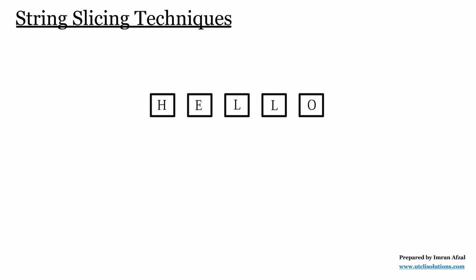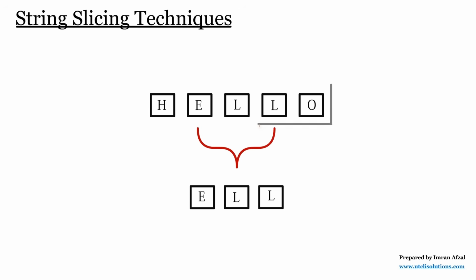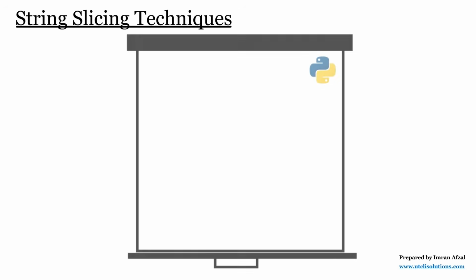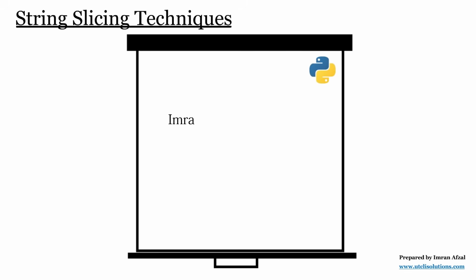In this lecture, we will learn about string slicing techniques in Python. So, string slicing is used to get a part of a string by choosing specific positions without changing the original string. For example, if you have an email address, let's say like imran.afzal@example.com, and you want to extract the first part, which is, let's say, the username, that could be imran.afzal. Now, this can be done with string slicing, and it can be done very efficiently.